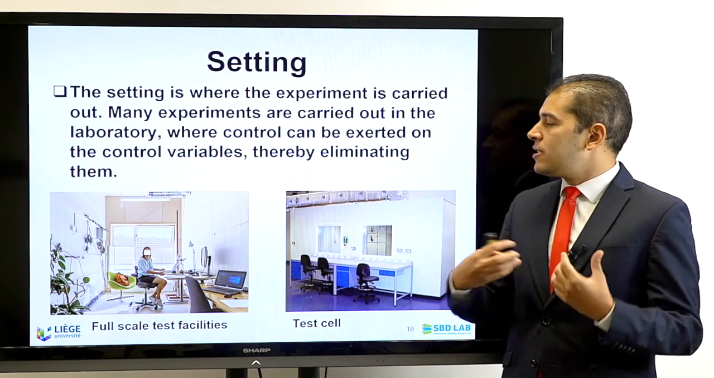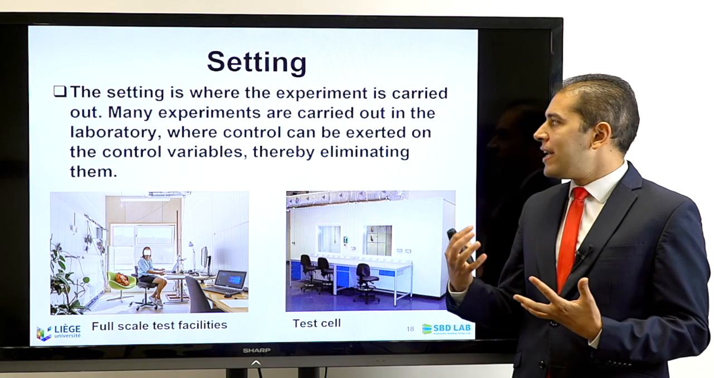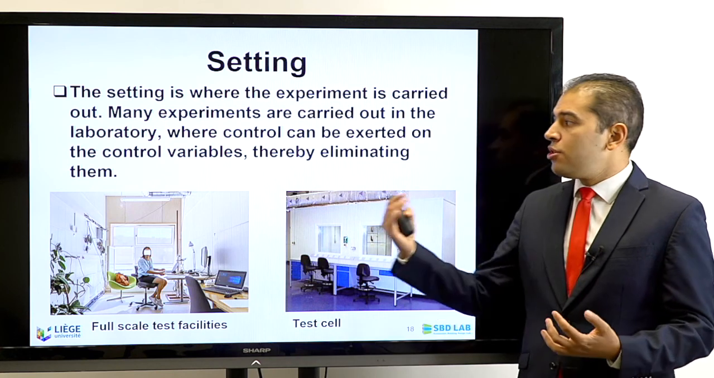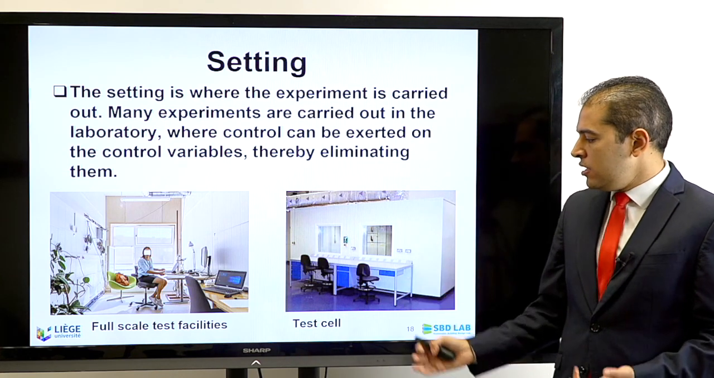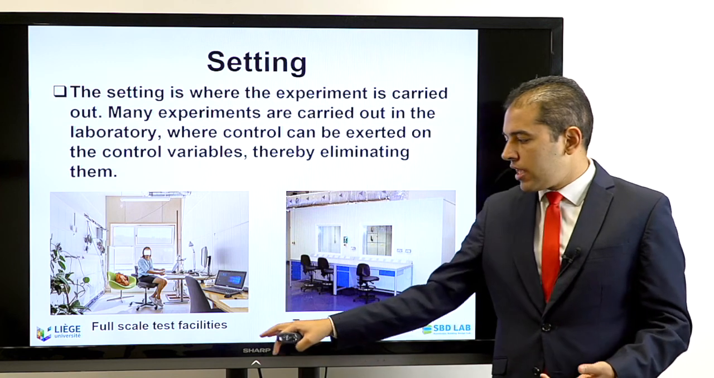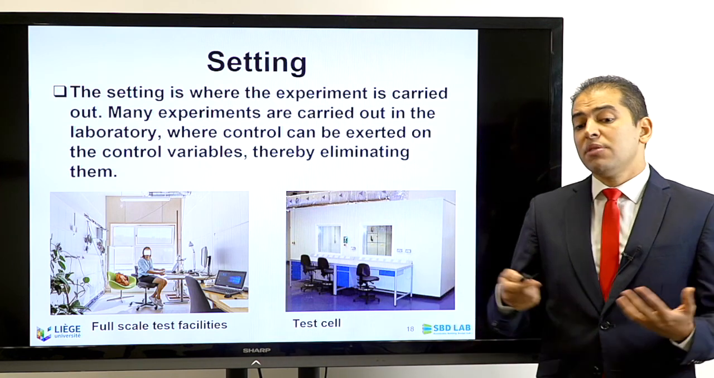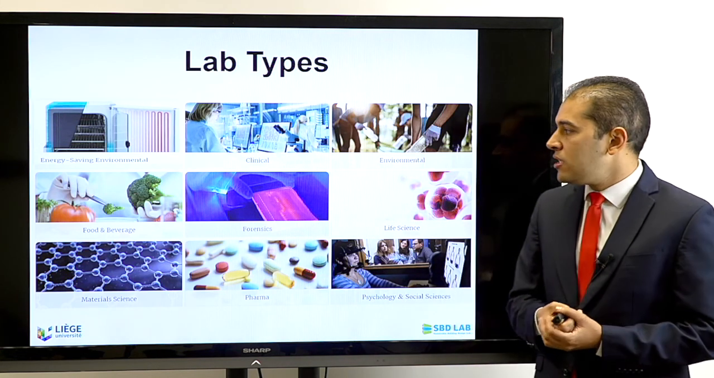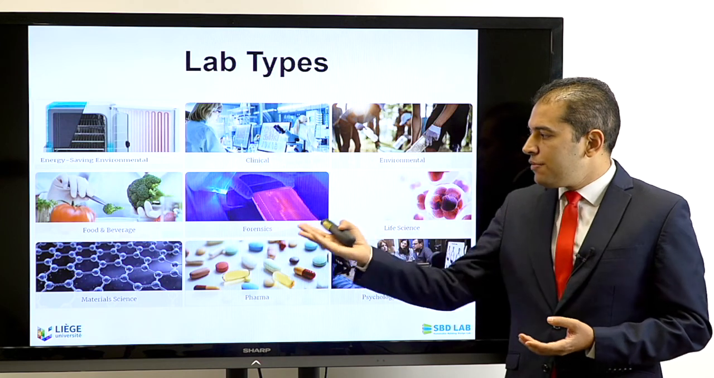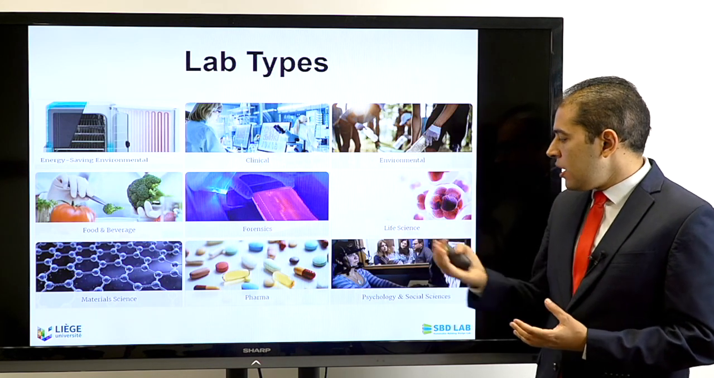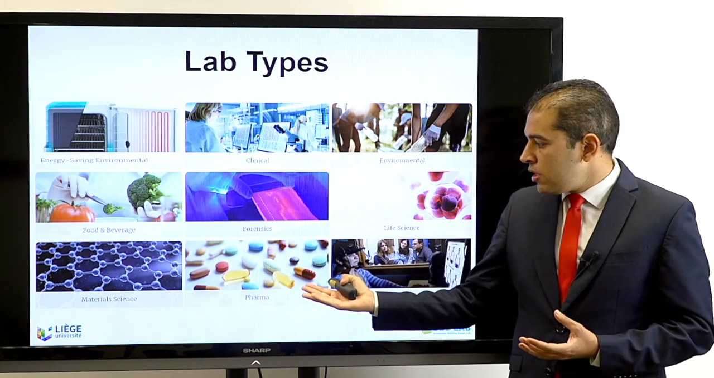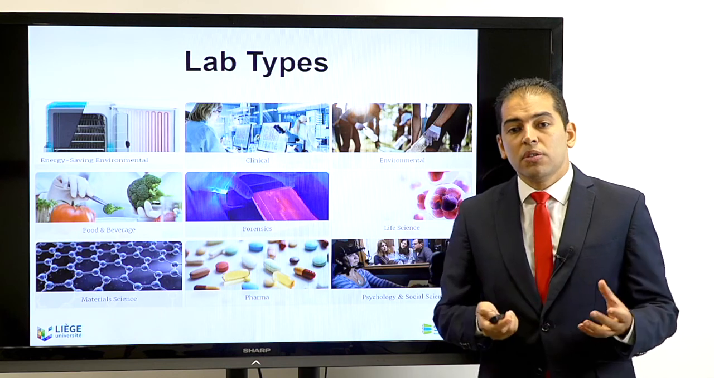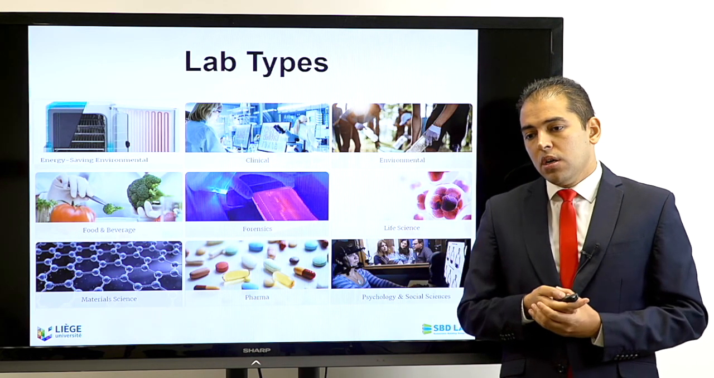Well, the setting is where the experiment is carried out, and many experiments are carried out in the laboratory where control can be exerted on the control variables, thereby eliminating them. And as you can see, we can have a small test cell, we can have a full-scale test facility with human beings, but there are different types of labs, including the energy-saving environmental labs for engineering domains, clinical labs, environmental labs, food and beverage labs, forensic labs, life science labs, material and science labs, pharma labs, and psychology and social sciences labs. And let's have a look at different spatial arrangements of these labs.